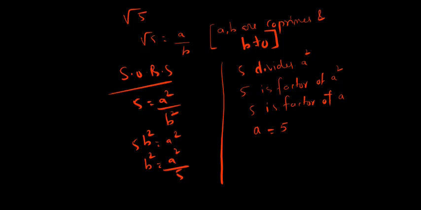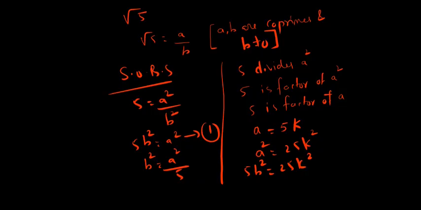Squaring on both sides, a square equals 25k square. We know a square equals 5b square. So 5b square equals 25k square. 5 ones are 5, 5 fives are 25. So it gets us to b square equals 5k square. Here also same. b square by 5 equals k square.